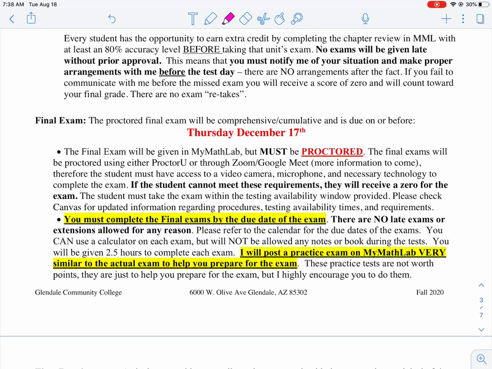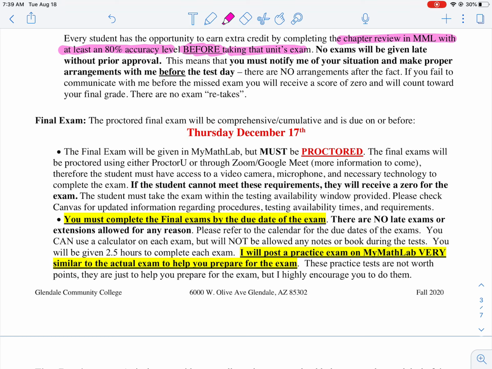Now, every student has the opportunity to earn extra credit. You can earn extra credit on every single exam if you complete the chapter review that I've given you in Mymathlab with at least an 80% before taking the unit exam. So if you do the review before taking the test and you get at least an 80%, I'll give you extra credit on your exam for that chapter. Now, I normally don't tell students what the extra credit amount is going to be until after I've graded the exams, because what I actually use it for is kind of like a curve. Let's say I think the class deserves a 3% curve or a 4% curve. Well, then that's what I'll give you for your extra credit.